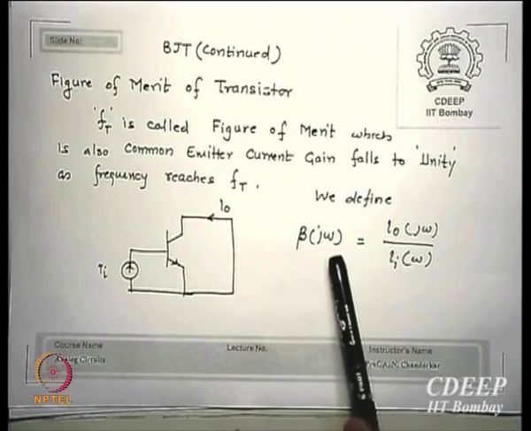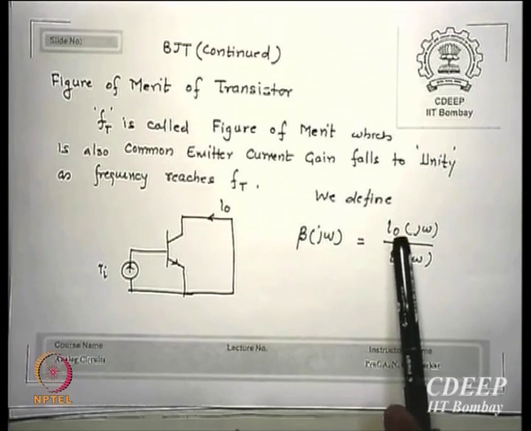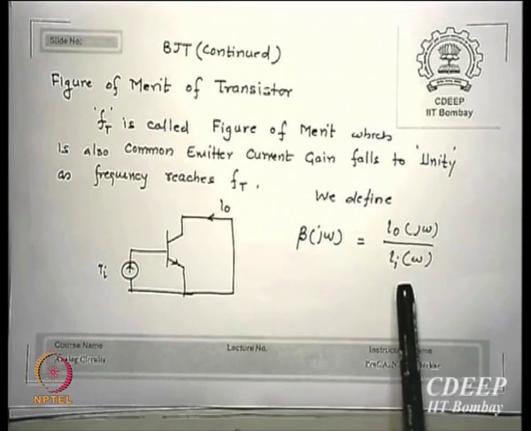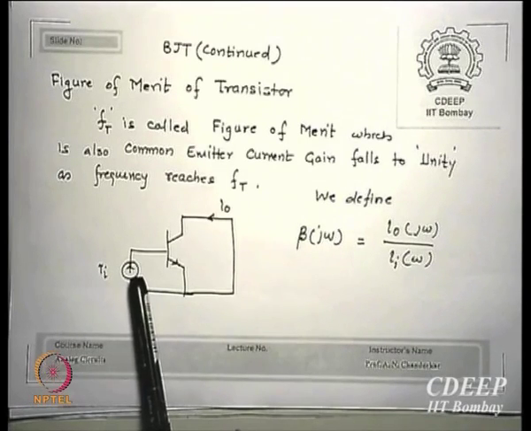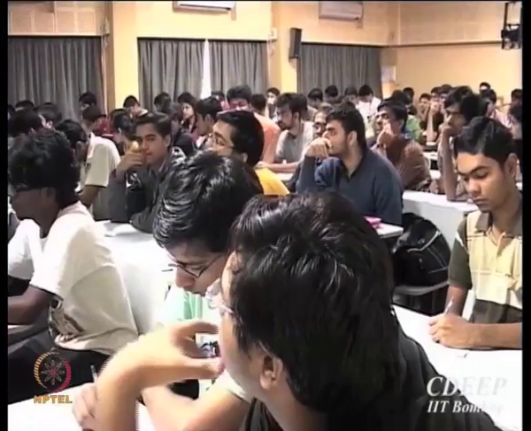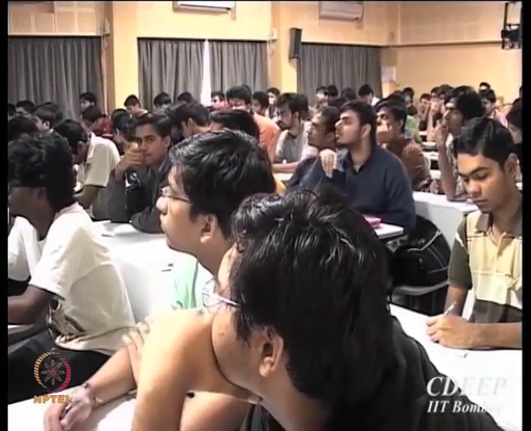Then beta j omega is defined as I0 by II, IC by IB, and that is a function of frequency. Input signal is varying with frequency; I am actually increasing the frequency, and let us see at what frequency this term beta j omega becomes unity, and that frequency we will define as FT. We want unity current gain.